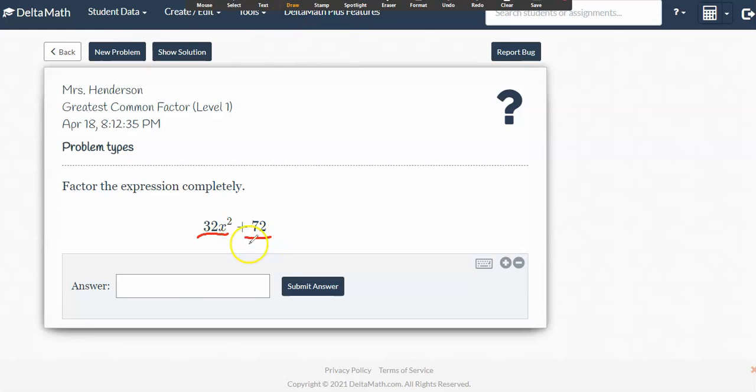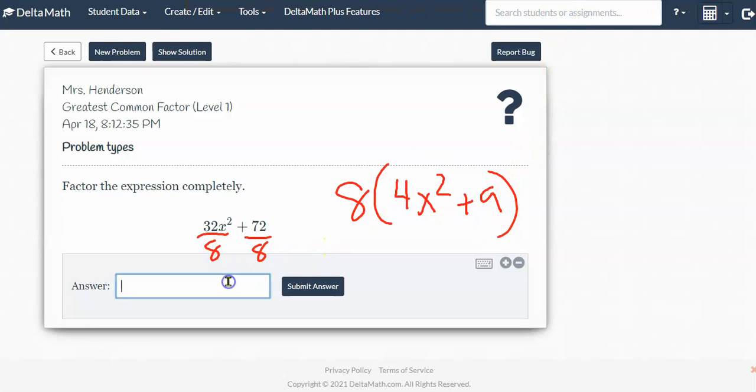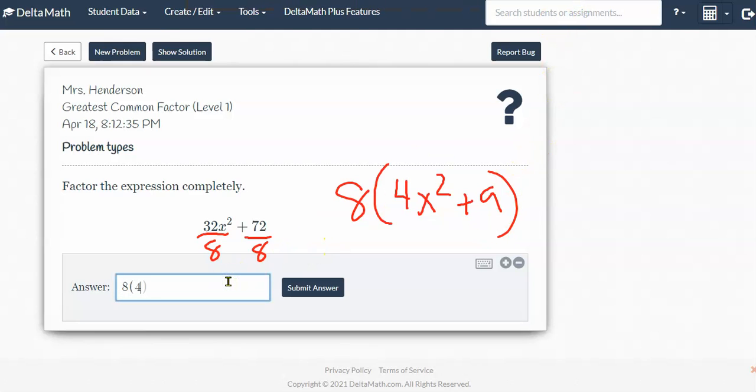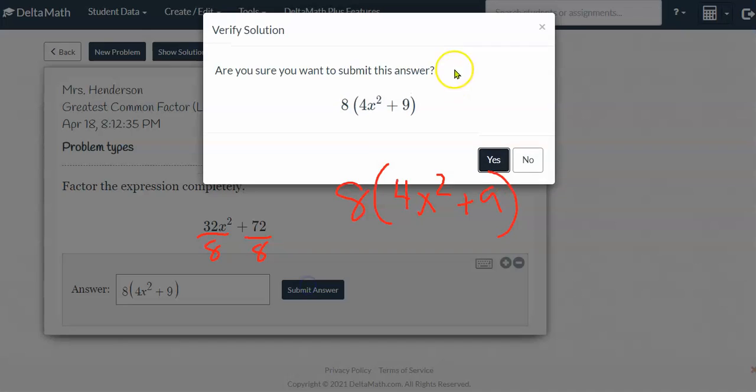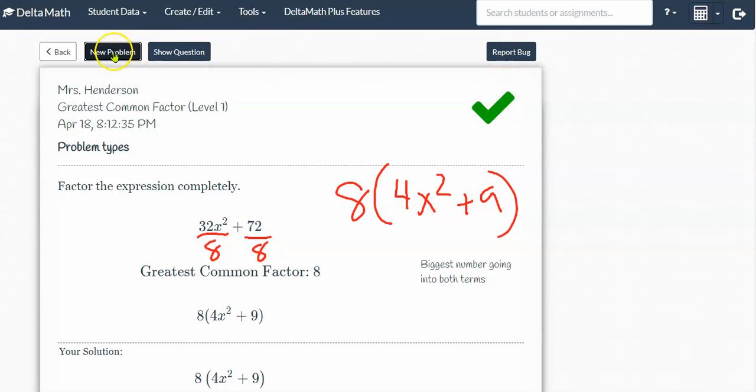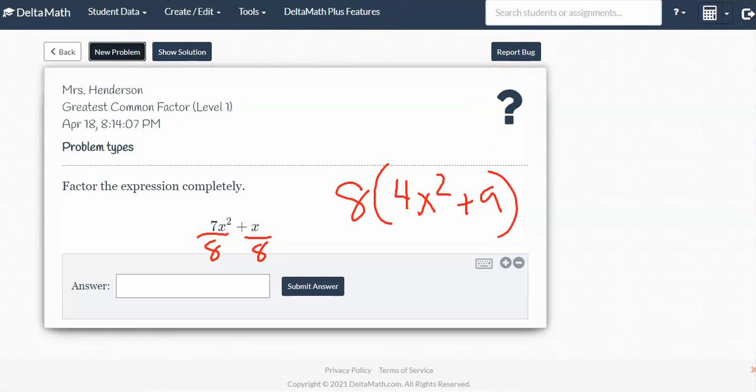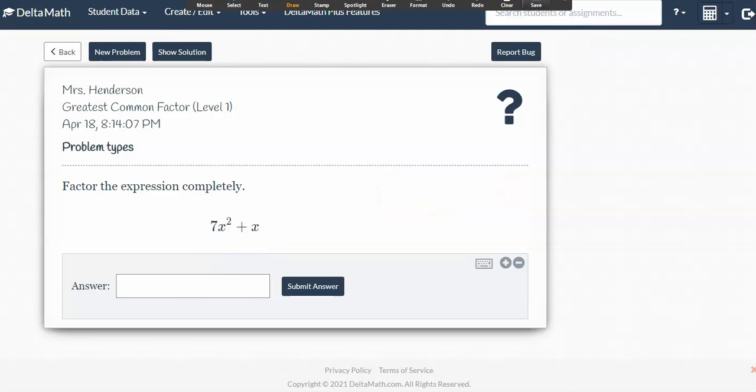All right, so the greatest number I can divide by is 8. They do not both have x's, so 8 is my GCF. And I'm left with 4x squared plus 9. And that's it. That was a pretty fast one. 8 parentheses 4x squared plus 9. Yay!